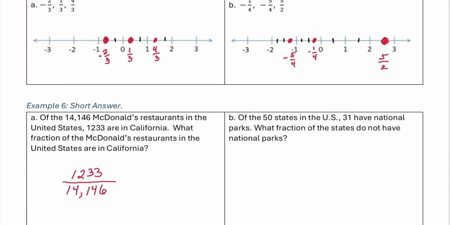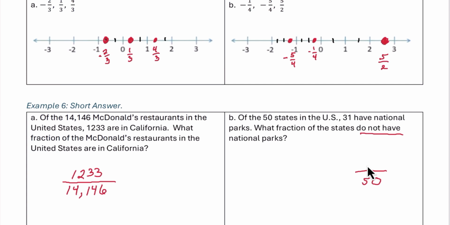And part B, of the 50 states in the US, 31 have national parks. What fraction of states do not have national parks? So be careful there. This question can be a little misleading if you're not careful. We know that there are 50 states total, so that will be the denominator, the parts in the whole, and we want to know how many do not have national parks. We're not going to put a 31 here. It tells us 31 do have national parks.